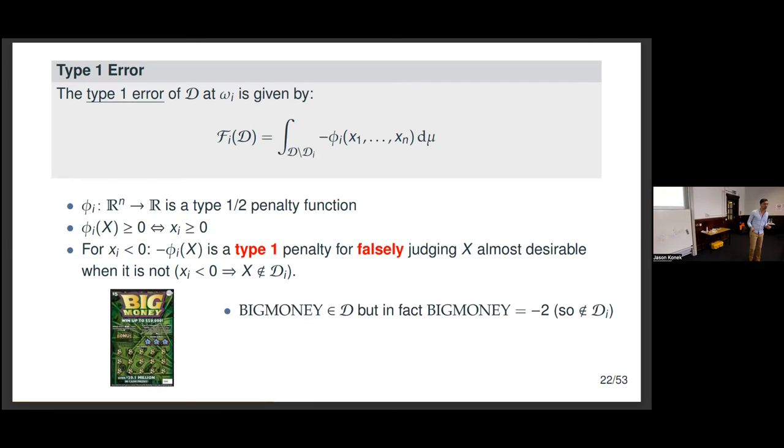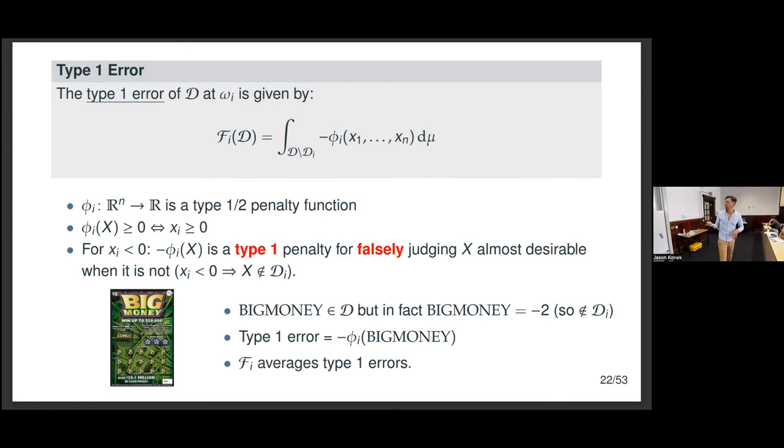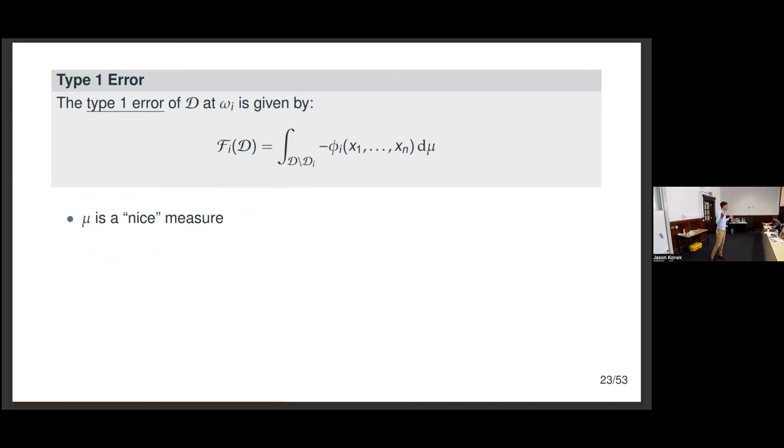Let me give you an example. I have some gamble here to make money, pays out in one world, doesn't pay out in another one. Let's say I think it's almost desirable. But in fact, it loses me 2 quid. I don't win anything, it costs 2 quid to buy. So it's not in the perfect set of desirable gambles. My type one error for misclassifying big money is going to be -5i. Making this negative is just because we're going to need to look at functional derivatives later on. It's just to make those a bit nicer to work with. And then phi I averages these errors according to some measure. I'm going to assume this is a nice measure. This is some place where surely there's much more generality to be had.